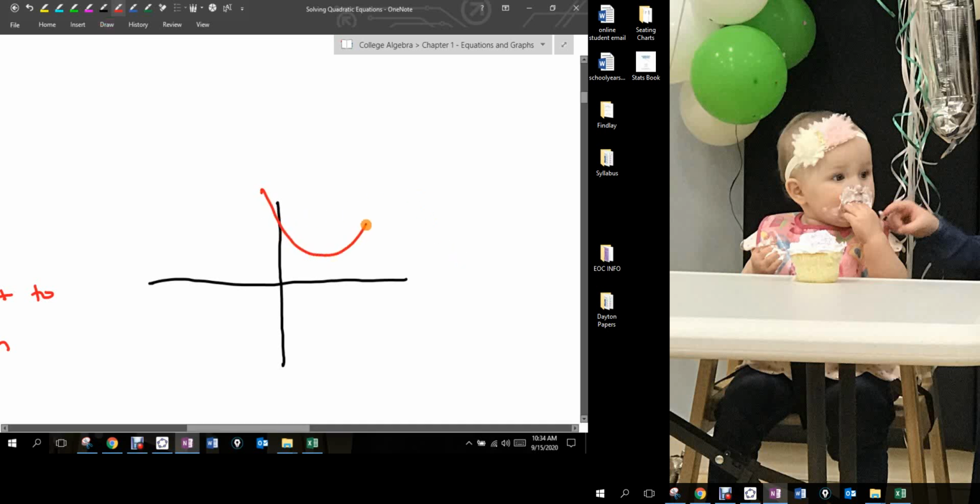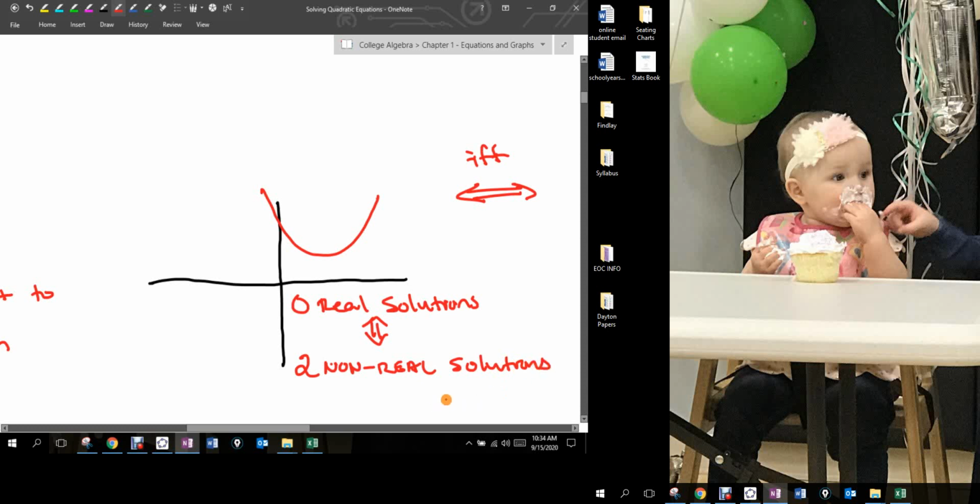So let's say that my parabola looks like that, and that's going to be what we refer to as, let's write it this way, 0 real solutions. But when I have 0 real solutions, that automatically leads me, and I'm going to use this, so when I see an arrow like this, that means if and only if, basically like it's a two-way street. So 0 real solutions actually tells me I have 2 non-real solutions. Or if I had 2 non-real solutions, that automatically tells me I had 0 real solutions. Does that make sense?